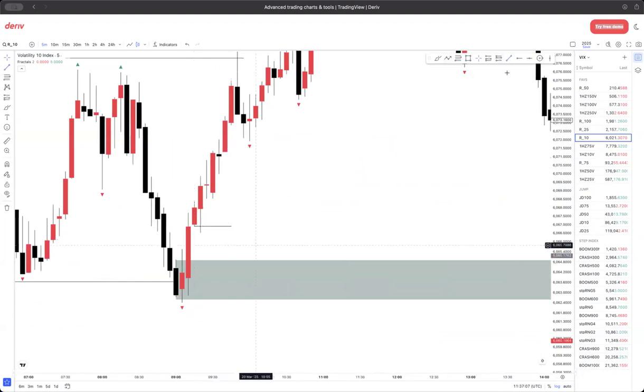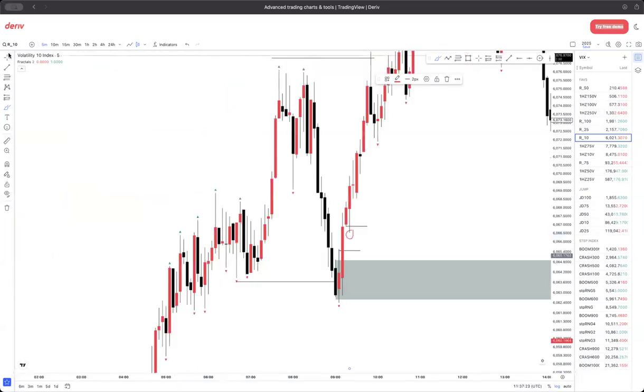Now in this order block, we had a fair value gap here, but price has already filled that gap. Now this is what I want to see. I always want to see this fair value gap above my order block. But this one, I think price has already filled it. You can see it here. But I'm still looking at the POI, right?